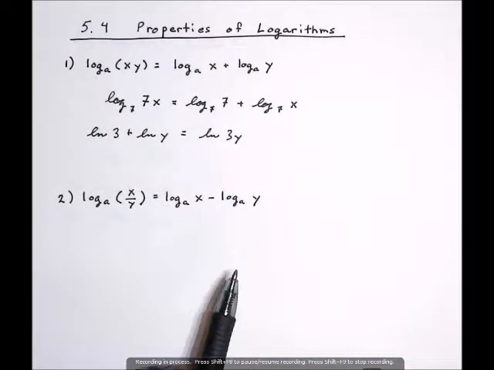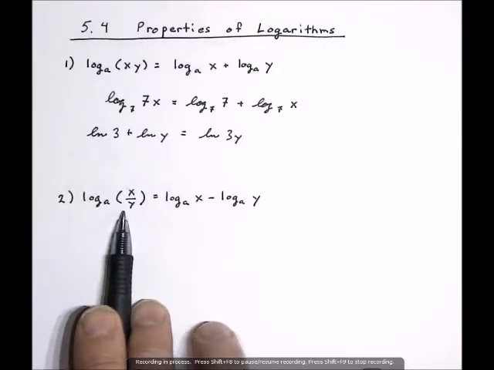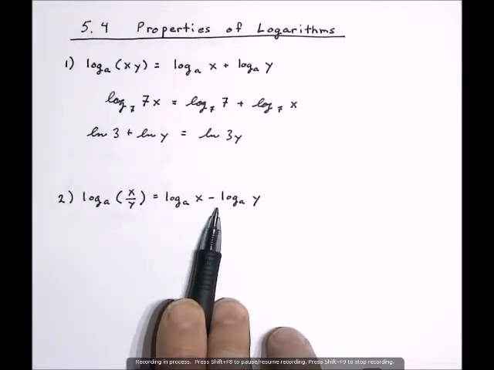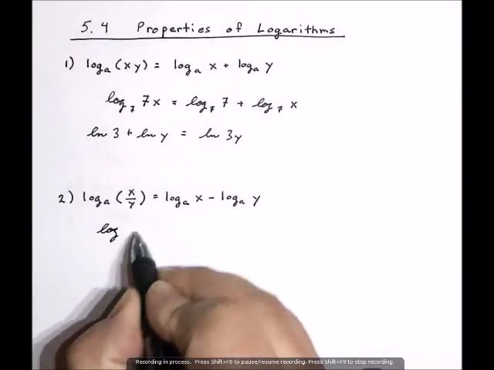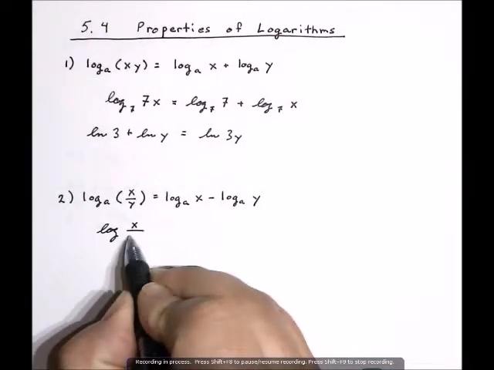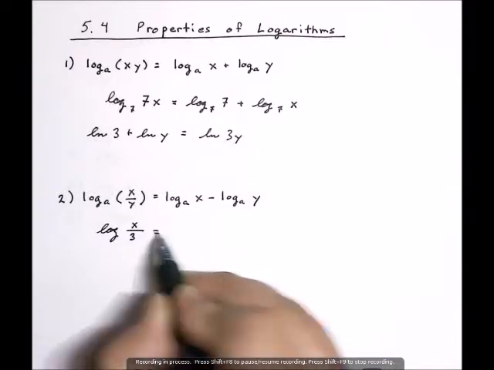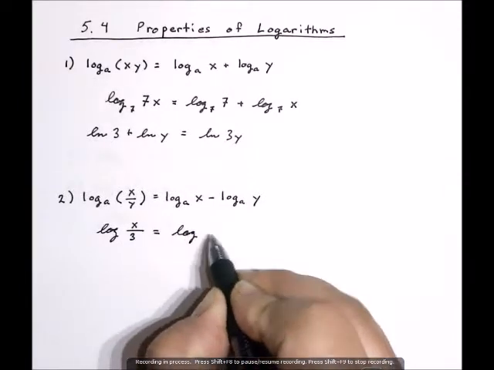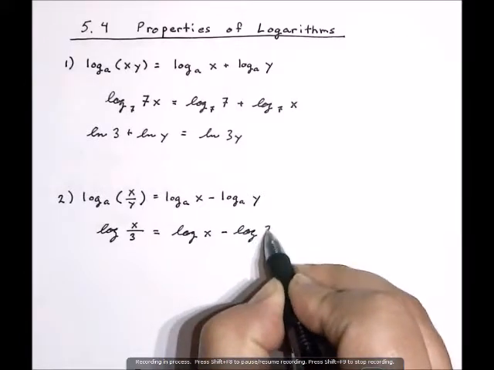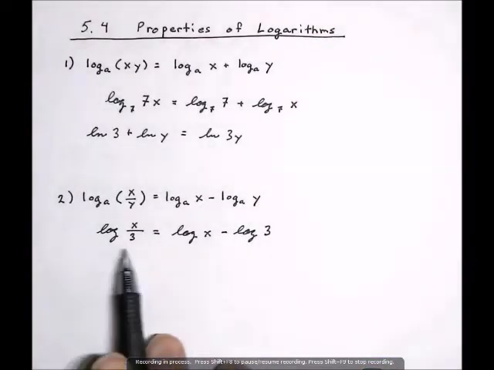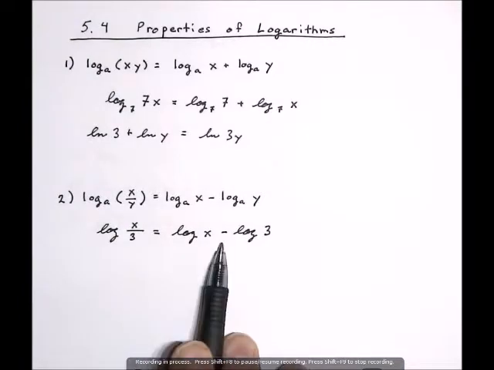Similarly, divisions can be turned into subtractions and vice versa. So if I had the common log of x over 3, I could rewrite that as common log of x minus the common log of 3. Just remember, if it's on the bottom, it gets a minus in front of it.